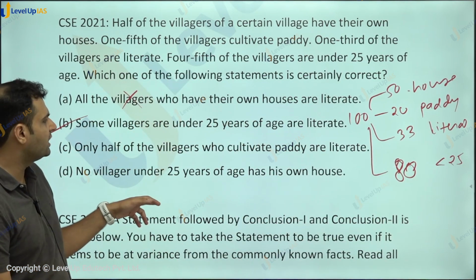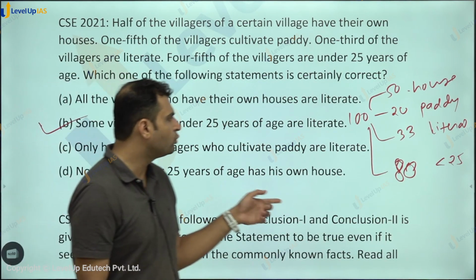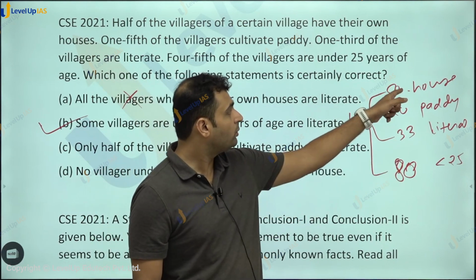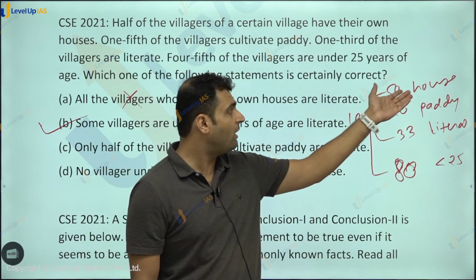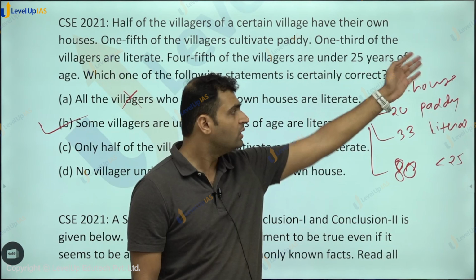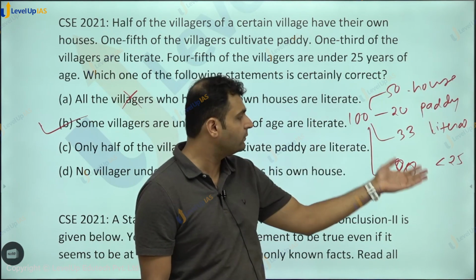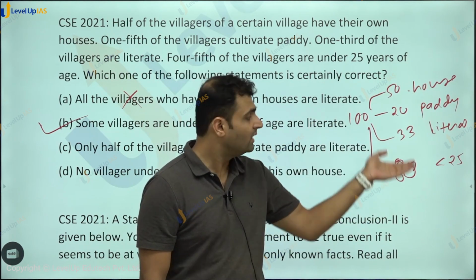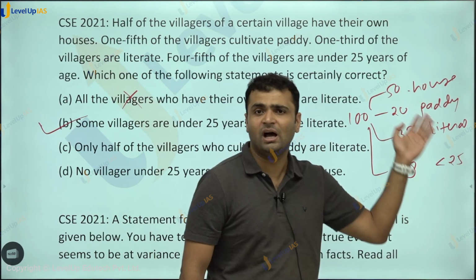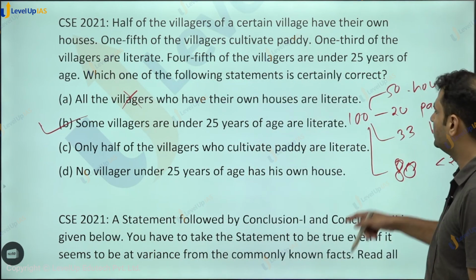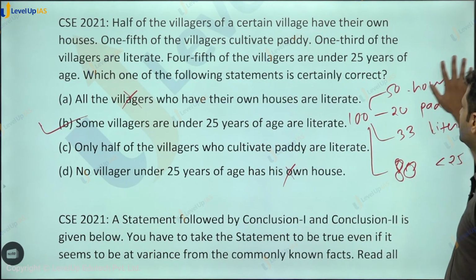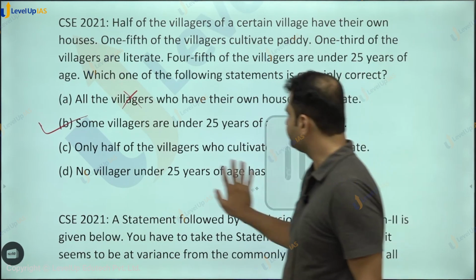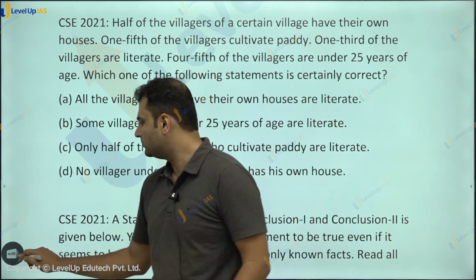And no villagers under 25 have their own house. So 50 people have a house, so 50 people don't have a house. Even if all those who don't have a house are under 25, then also 30 people under 25 will have a house. 80 plus 50 is more than 100, so this is also not correct. So the answer is B. Very, very logical.